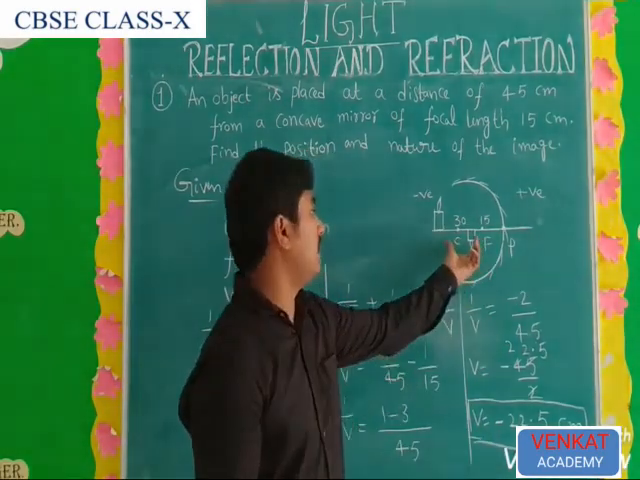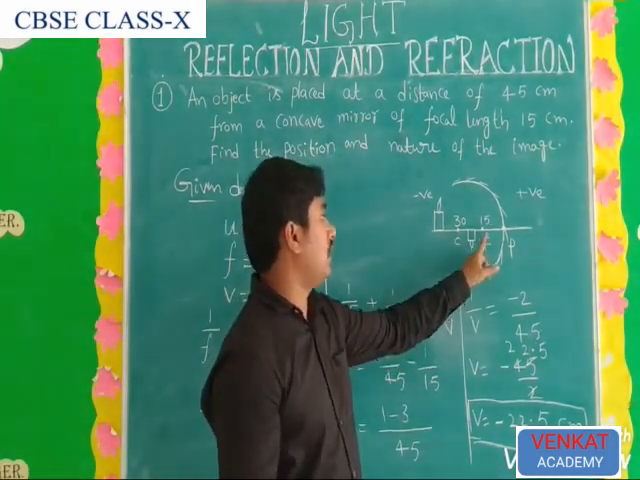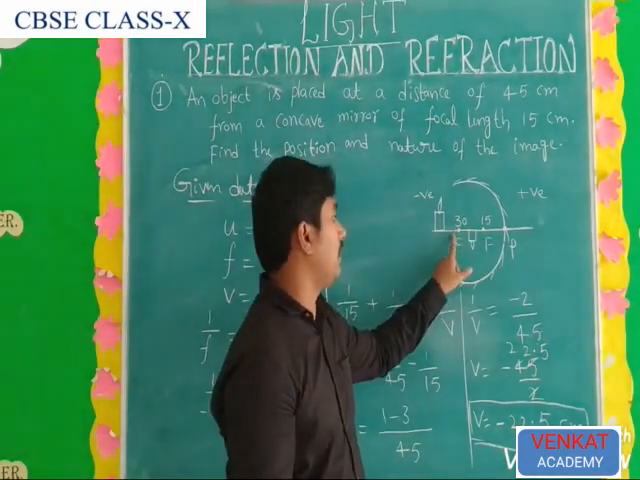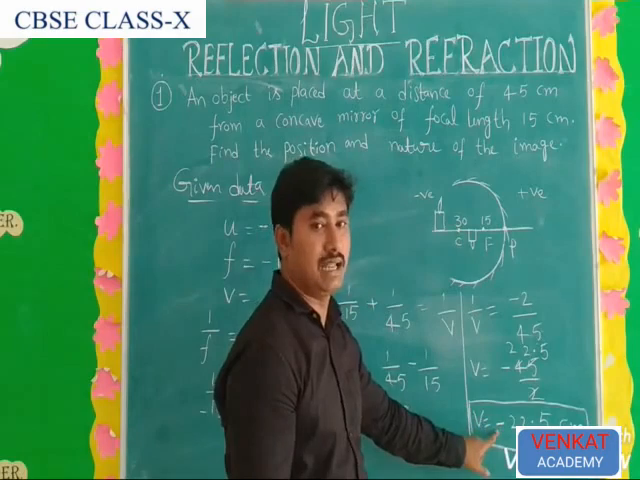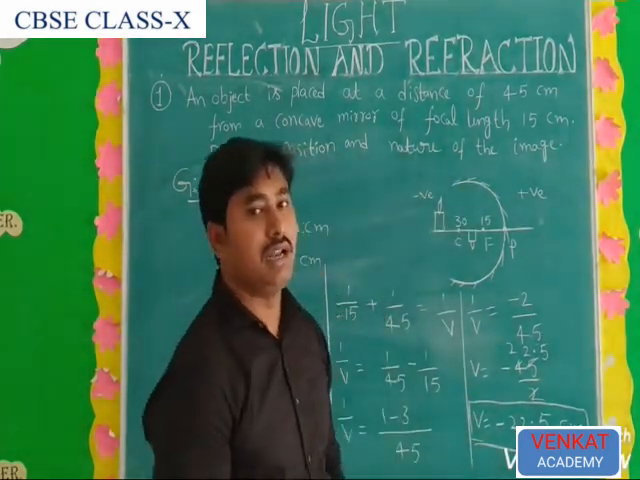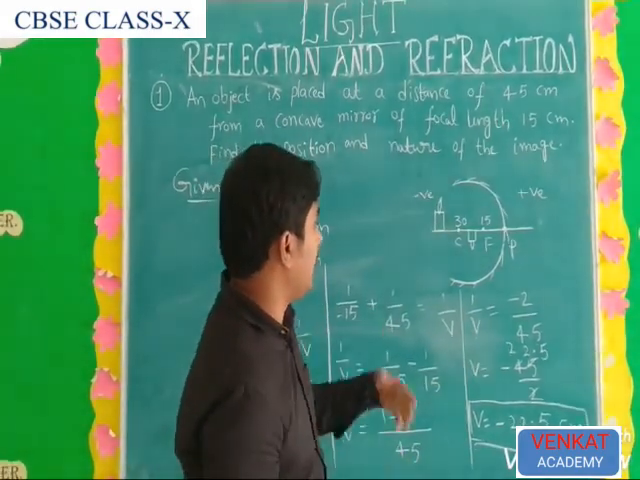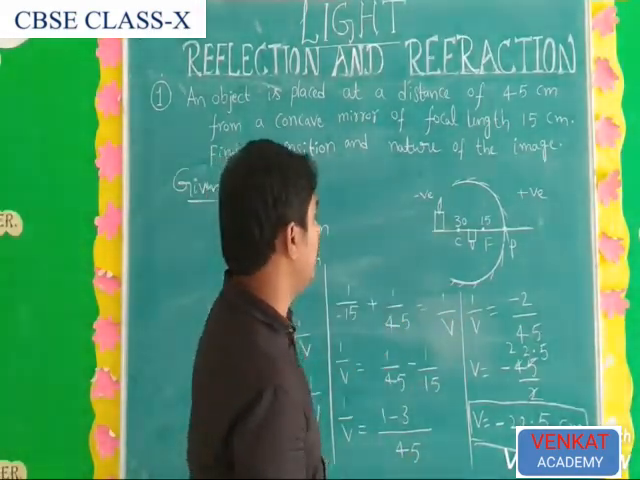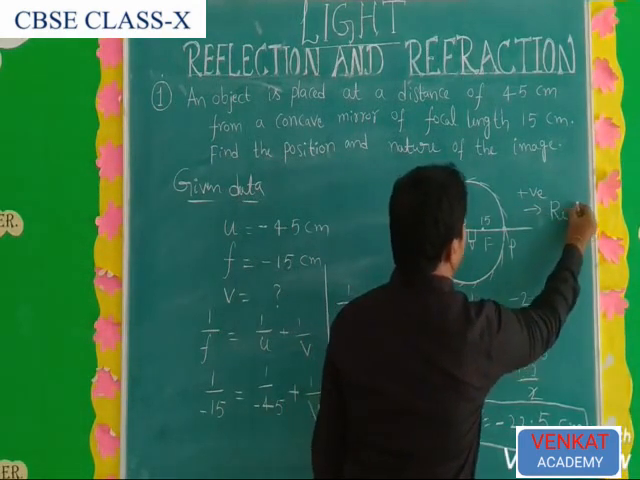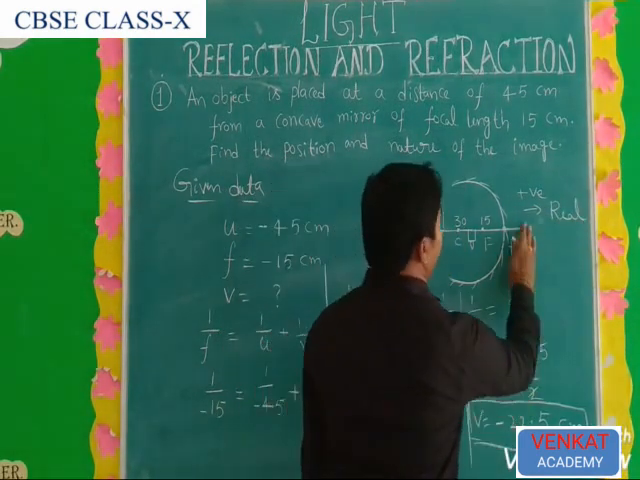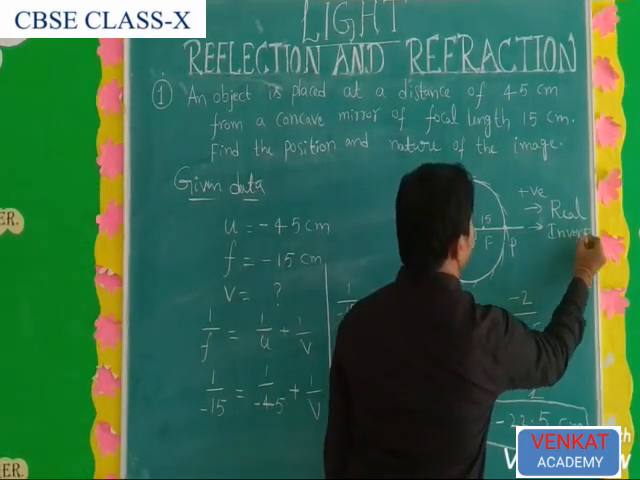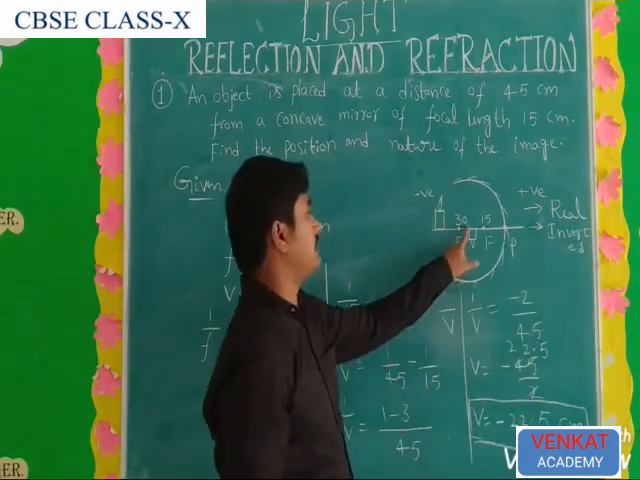So what is our guessing answer? Must and should, our guessing answer is the image is between 15 and 30. So 22.5 is between 15 and 30. It means our answer is correct. And also, what about the nature of the image? The nature of the image is already explained in the second case. The image is a real image, and a real image is must and should be inverted. So the image is inverted like this.